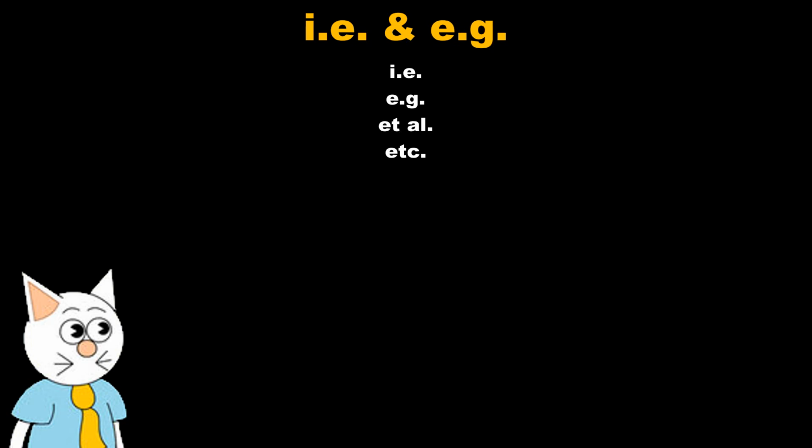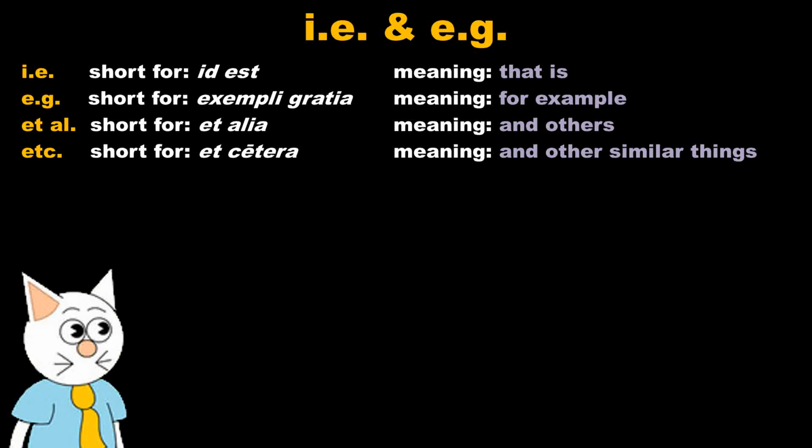The difficulty with these particular abbreviations is that they are actually Latin phrases. As they are not short for English terms, it is not unusual for native speakers to get confused about what they mean and how to use them. So these are the meanings. I.e., short for id est, meaning that is. E.g., short for exempli gratia, meaning for example. Et al., short for et alia, meaning and others, and etc., short for et cetera, meaning and other similar things.